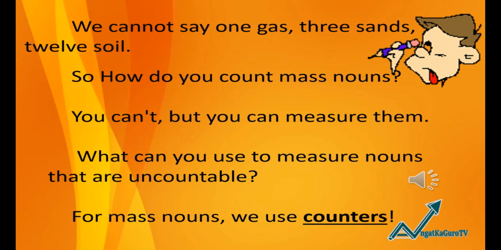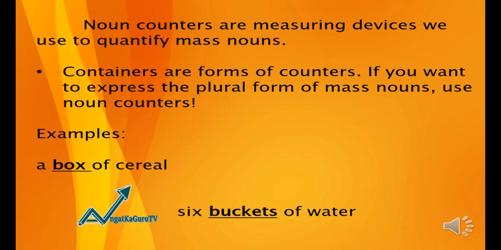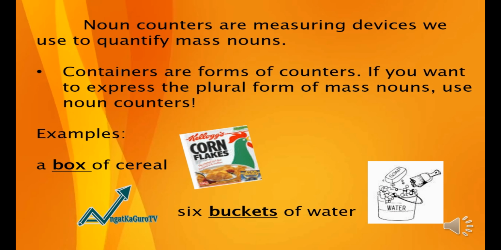We cannot say 1 gas, 3 sands, or 12 soil. So how do you count mass nouns? You can't, but you can measure them. What can you use to measure nouns that are uncountable? For mass nouns, we use counters. Noun counters are measuring devices we use to quantify mass nouns.